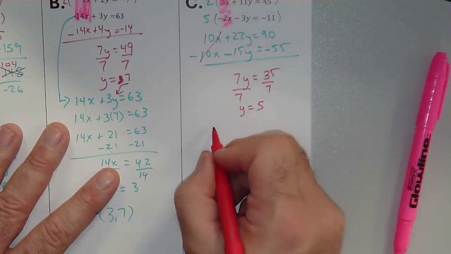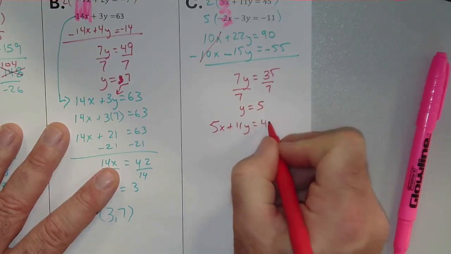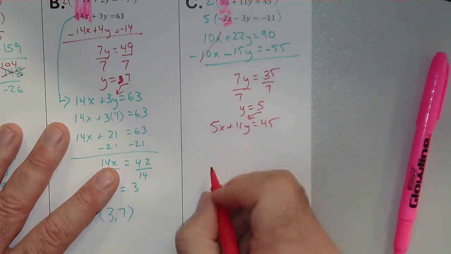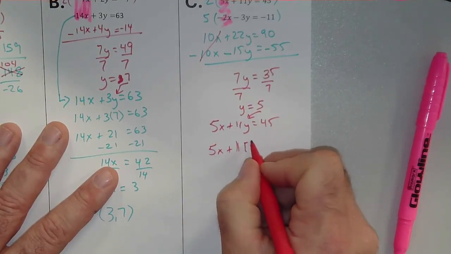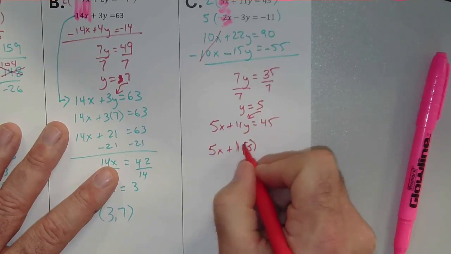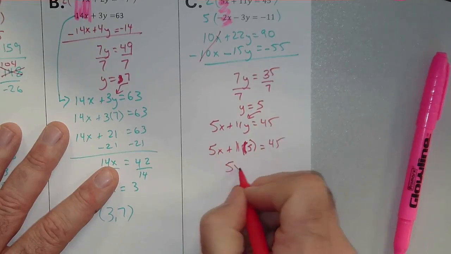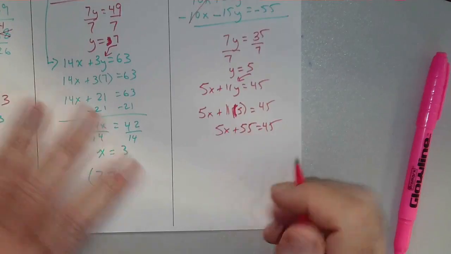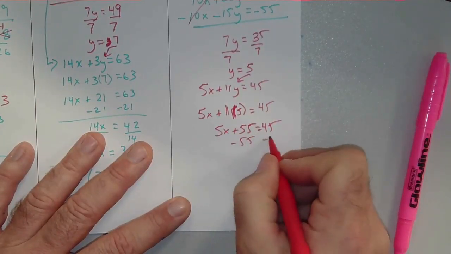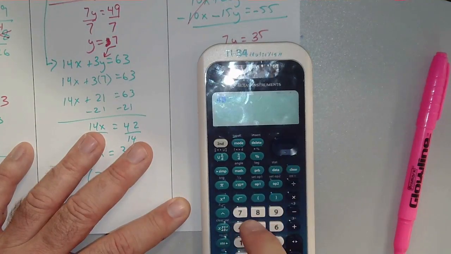So then let's use the first equation. 5x plus 11y equals 45. Put that in for y. 5x plus 11 times 5, parenthesis, wow, equals 45. 5x plus 55 equals 45. Minus 55, minus 55. Oh, I'm a little unsure. Let me get my calculator. Clear. 45 minus 55 equals negative 10.